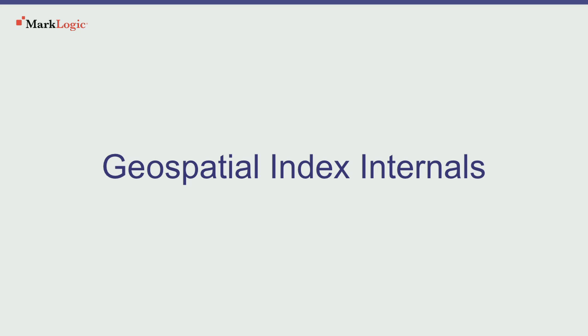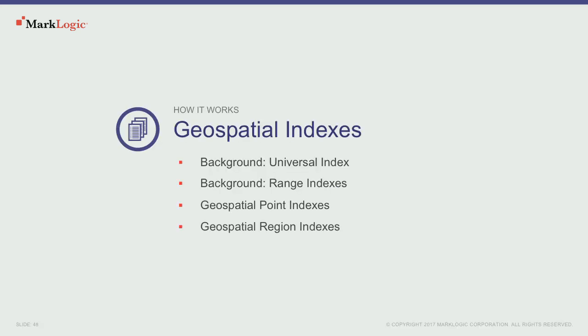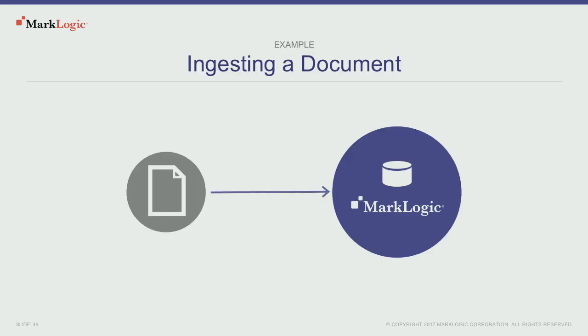So I'm going to talk a little bit about how these indexes actually work under the hood. The overall flow will be first, we'll need a little bit of background on how indexes work in MarkLogic in general. In particular, the two kinds of indexes that are important for the geospatial indexes are the universal index and MarkLogic's range indexes. And then we'll talk a little bit about the point indexes and the new region index that's introduced in MarkLogic 9. So to get started, what happens when you ingest a document into MarkLogic?